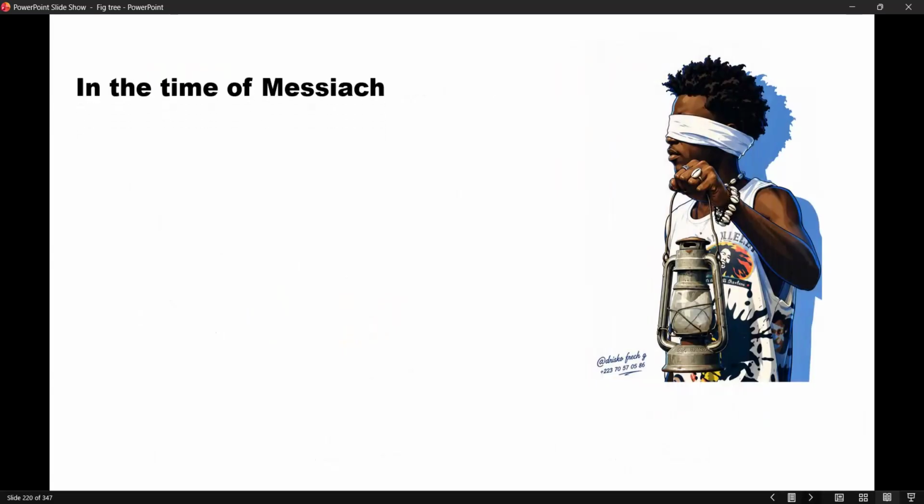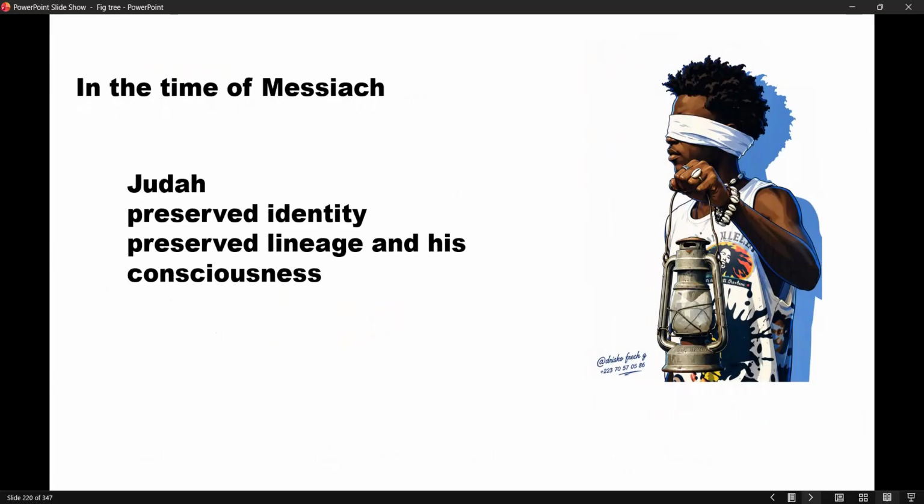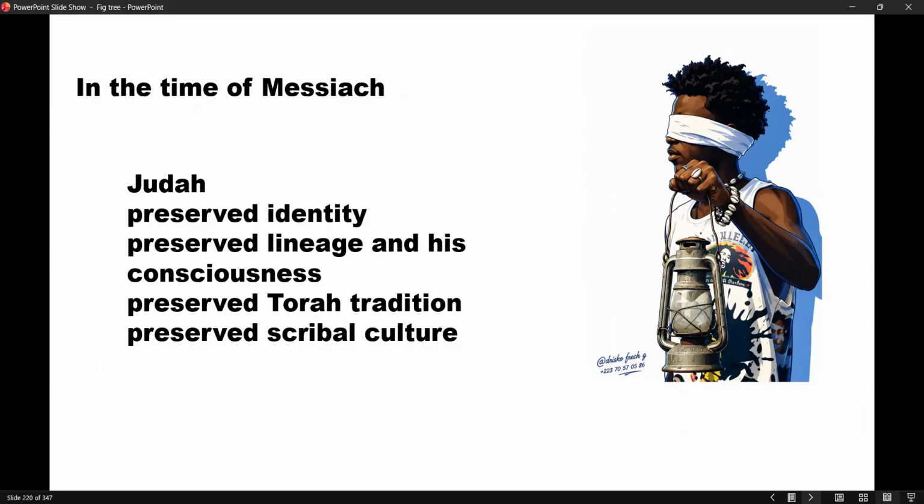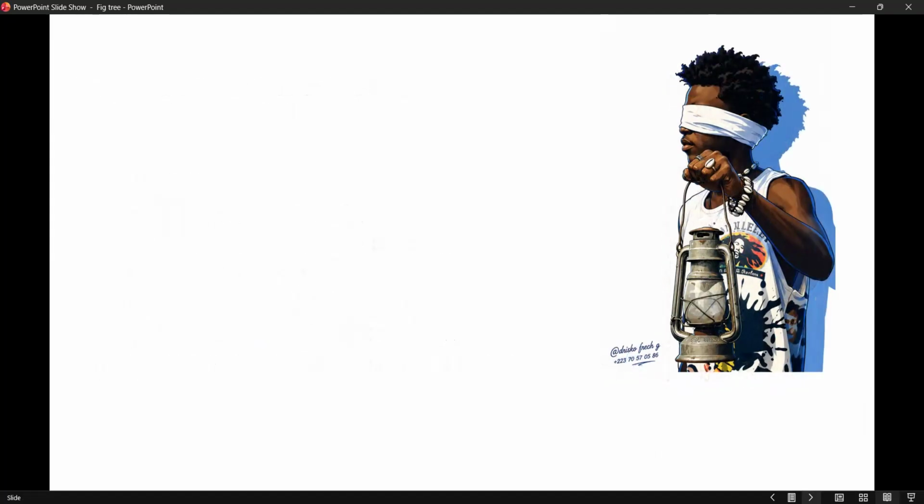So, in the time of Mashiach, Judah preserved identity, preserved lineage in his consciousness, because guess what? After the Babylonian captivity, not all of them came back either, but a great number of them did, a small fraction compared to what was taken out. But they still built a temple the best they could. It wasn't beautiful like it was at first at Solomon's temple. The people were weeping, they were crying, but they still preserved the Torah tradition. They still kept the commandments. They never forgot those, some of them anyway. Preserved scribal culture, and we know the Ruach was driving them to come back, Nehemiah. Preserved priesthood memory. So they had all this.